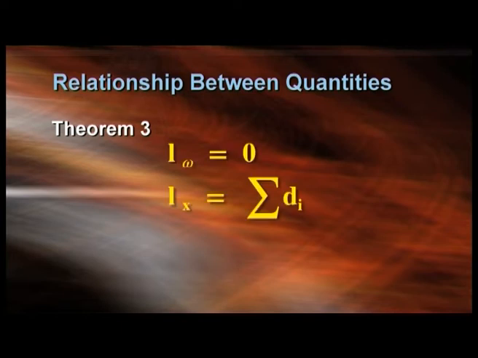Theorem 3. If omega is the last age at which l(x) vanishes, that is, if l(omega) is equal to 0, then l(x) is equal to the summation of d(i), where the upper limit is omega minus 1 and i is equal to x.